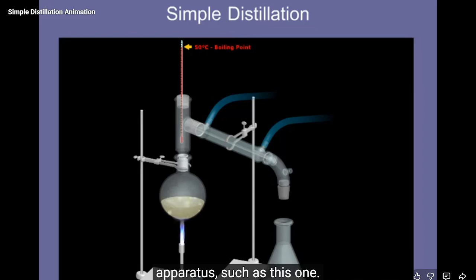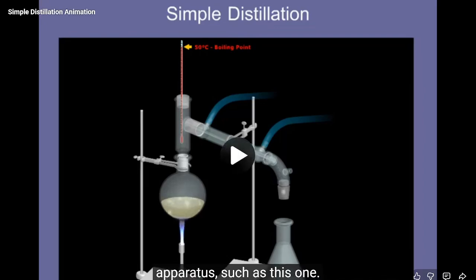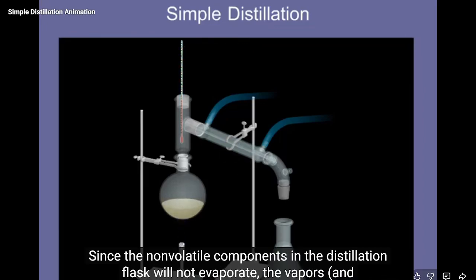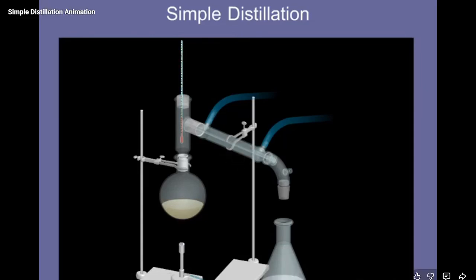So when they say a liquid can be separated from something non-volatile, what that means is if you have salt water, the water is going to boil. Is salt going to boil at 100 degrees Celsius? No, so the salt's just going to stay behind and you'll be left with the salt in the flask. Since the non-volatile components in the distillation flask will not evaporate, the vapors and the resulting condensate will be pure. Okay, and that's distillation.